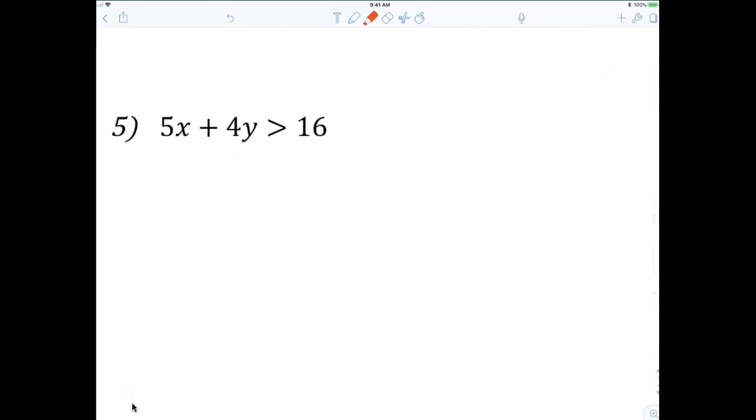All right, so now number 5, what am I doing? Right, so 4y equals... So far, so good, right? Then divide by 4. Same. Y is greater than?